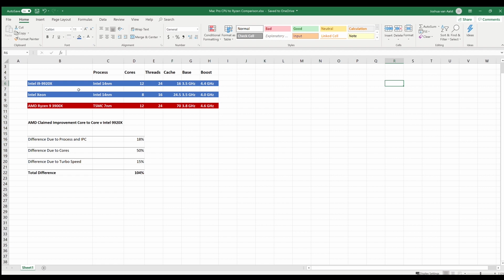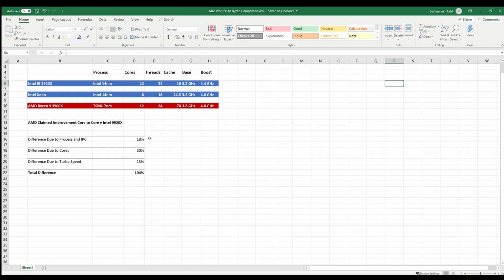So I put its CPU here in the middle, but because I couldn't find any information on the web about how it performs, what I've done is made some assumptions here. The assumption I've made is that this processor, which is the one that AMD compared themselves against last week, will perform very similar to this one, excluding the cores. So I'm assuming they're both based on the Intel 14 nanometer process. Obviously, it's only 8 cores and 16 threads. I'm also assuming that they're both based on the same core architecture, which is really Skylake with a couple of revisions. So AMD claimed an improvement core to core versus this Intel processor of 18%.